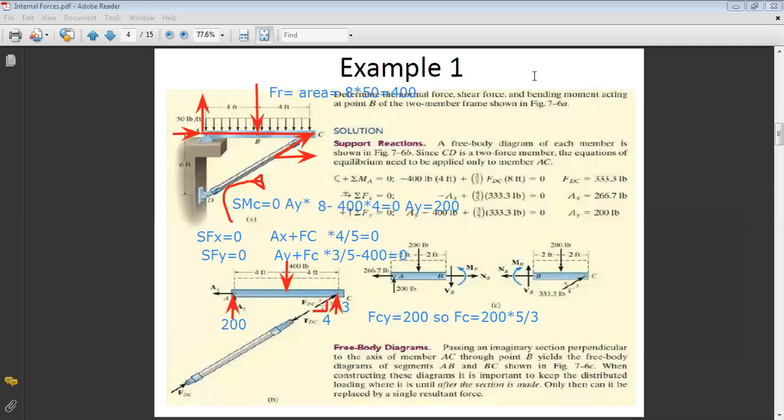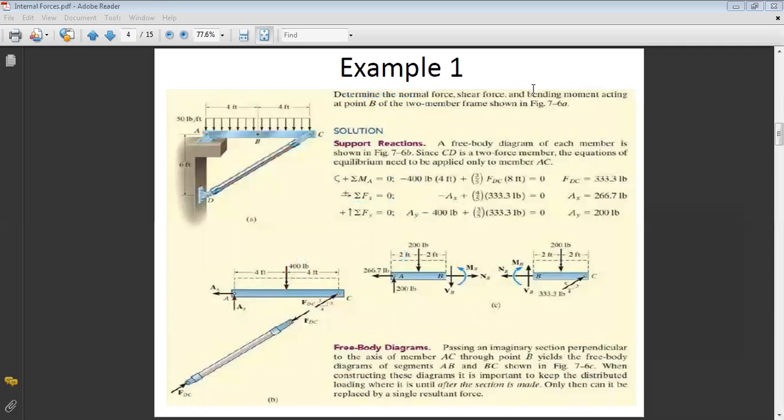Once we find our external reactions, we are done with our external reactions. The next step is to do what? Now we can do the cut, because now we know the reactions at A, Ay, and Ax. Okay, so I can do my cut. When you do your cut here, you have two possibilities to find your internal forces.